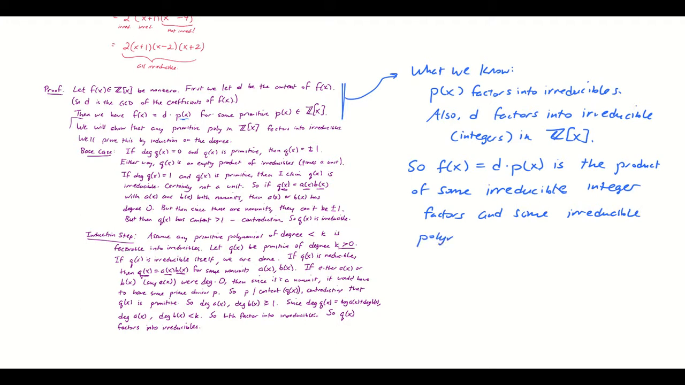polynomial factors of degree greater than or equal to 1. I don't want to exclude the integer factors from being polynomials because they actually are polynomials in Zx. It's just here I mean polynomial factors of degree greater than or equal to 1. Okay, so therefore f of x factors into irreducibles in Zx. In the next video, we will show that factorization into irreducibles is unique up to the usual caveats.